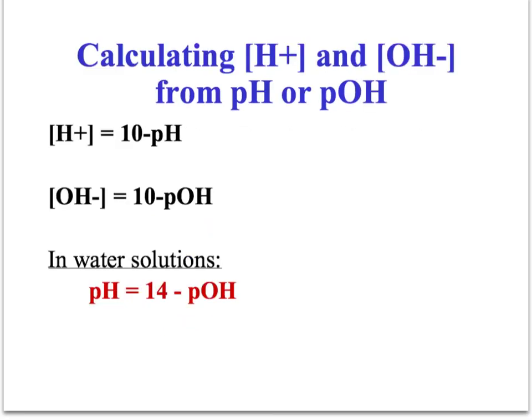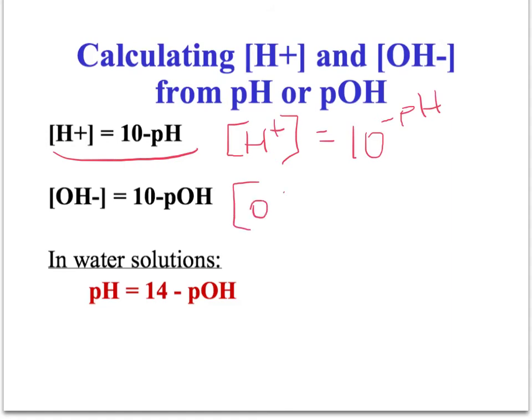We can also calculate the hydrogen ion concentration or the hydroxide ion concentration if we know the pH or the pOH. If you look at this one here, it should read 10 to the negative pH. So when you plug in your calculator, the pH is an exponent. And the same thing for the hydroxide ion. It should be 10 to the negative pOH. I'll work an example problem for that in just a minute.